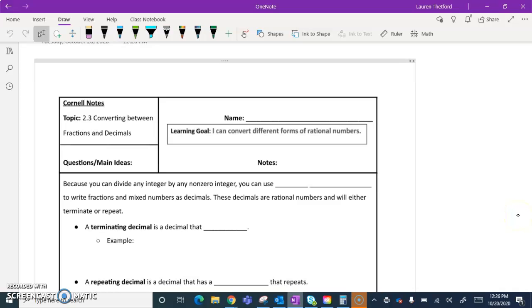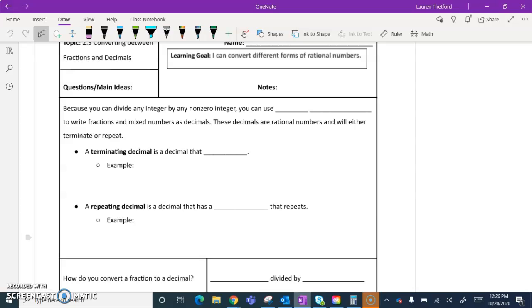So today's topic, we are looking at 2.3, which is converting between fractions and decimals. Our learning goal: I can convert different forms of rational numbers. So to begin, because you can divide any integer by a non-zero integer, you can use long division. So we are going to start using some long division today. And if you don't remember, don't worry, we're going to go over that.